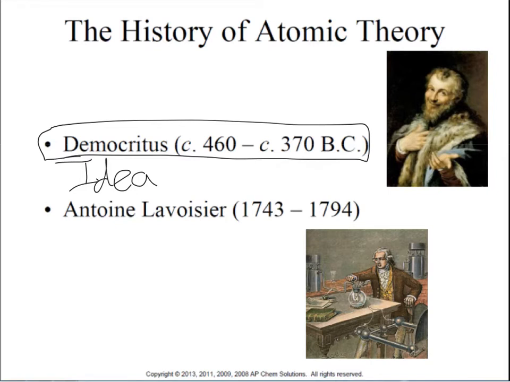So his was an idea, and even though he came up with it over 2,000 years ago, his idea really wasn't accepted for a long time. Because how can you accept something that you can't really see? So there was a lot of controversy over the years with Democritus' idea of an atom.